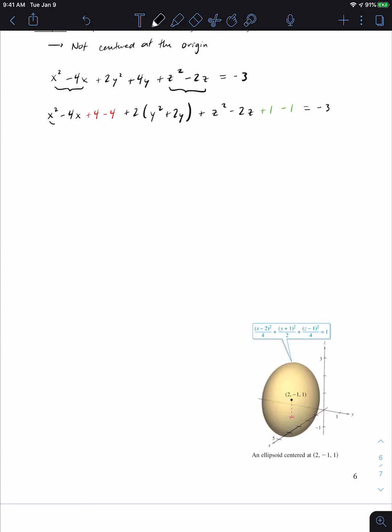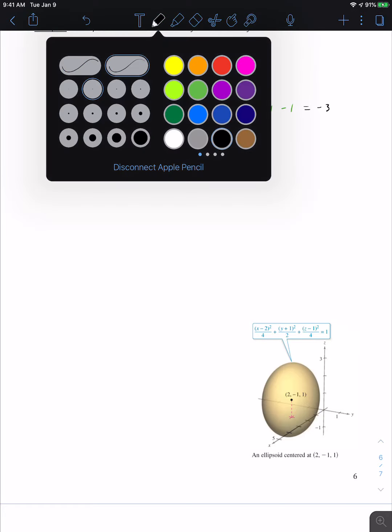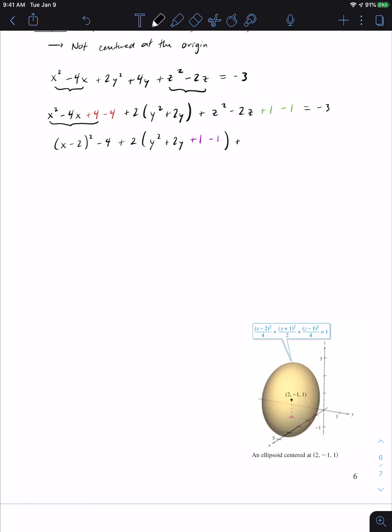Right? So now this right here is x minus half of the middle term, which is minus negative 2. So x minus 2 quantity squared, and then that minus 4. I completed the square there, and then I have the leftover minus 4. And then plus, now I have to complete the square here. So I get y squared plus 2y. Half of 2 is 1. Square that, I get 1. So this is plus 1 minus 1. And then plus, now I complete the square here. So I get z minus 1 squared, and then the minus 1, and equal to minus 3.